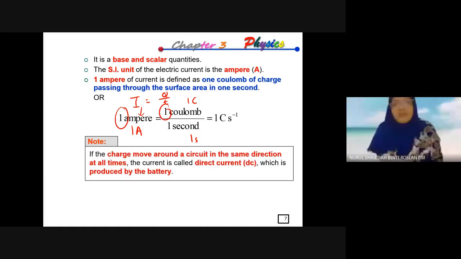Okay, if the charge moves around a circuit in the same direction all the time, the current is called direct current, which is produced by a battery. So if the charge always moves in the same direction, one direction, we call it direct current, because after this we will learn about AC. AC is alternating current, meaning it can rotate, clockwise or anti-clockwise. So now you only focus on direct current.